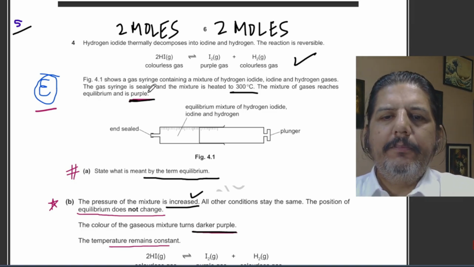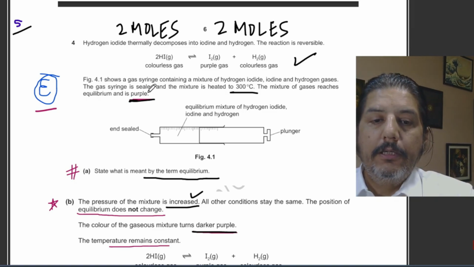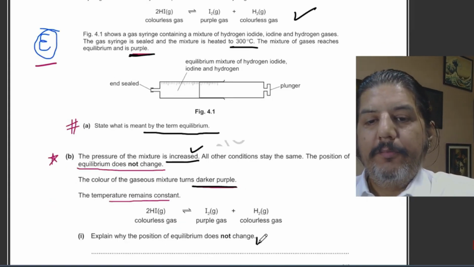It was purple initially, but now it has turned darker purple. So the temperature remains constant. Temperature you have kept constant. Explain why the position of equilibrium does not change.